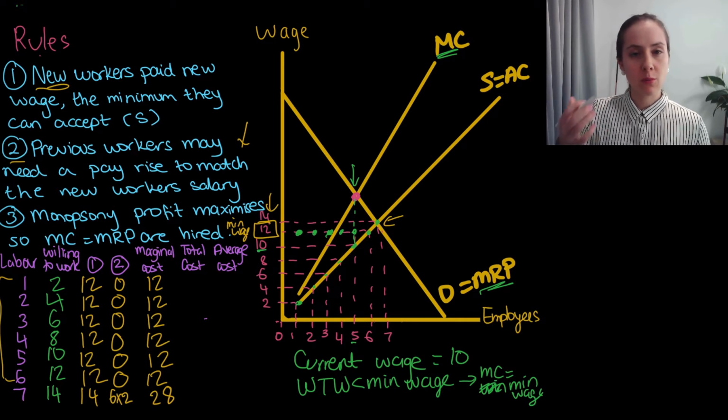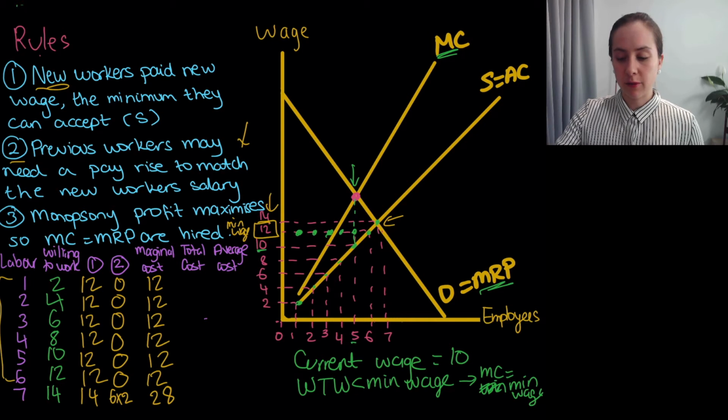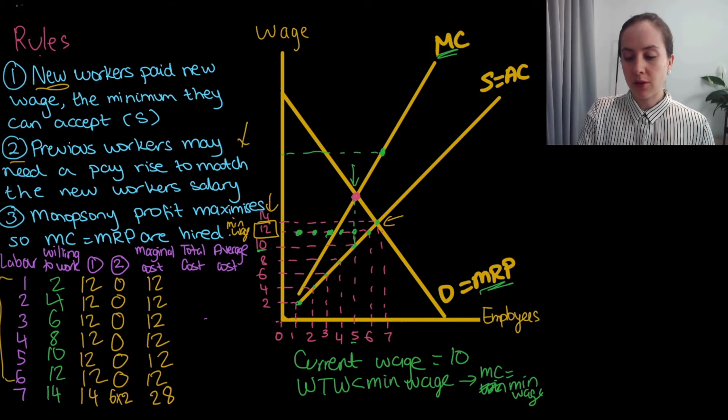And now we're back to our classic monopsony behavior of the MC, where that 7th worker is going to cost a lot more than you paid the 7th worker because you've got to give that pay rise to all those other workers. So that's where our marginal cost would be 28.